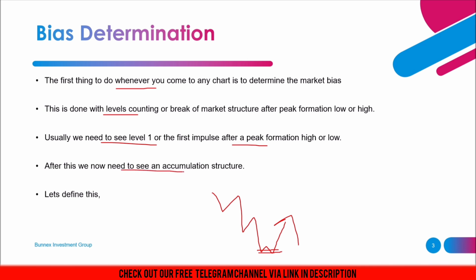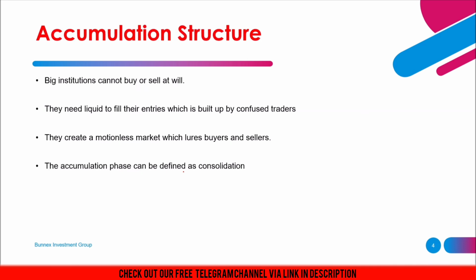What is an accumulation structure? Let's define this. So basically we are saying big institutions cannot buy or sell at will. When they exit particular trades, they cannot just buy or sell whenever they want, like what we do. They need liquidity to fuel their entries, which is built up by confused retail traders. They create what we call motionless markets, which lures buyers and sellers. The accumulation phase can be defined as consolidation, right?